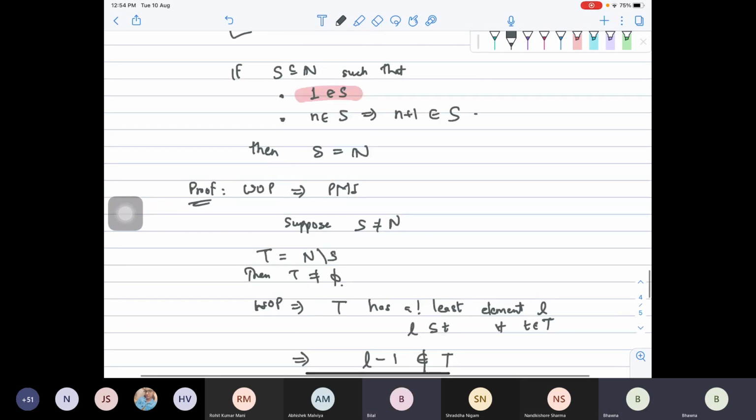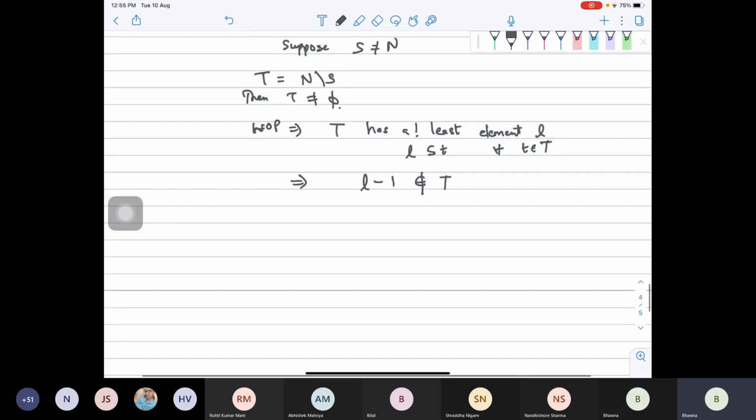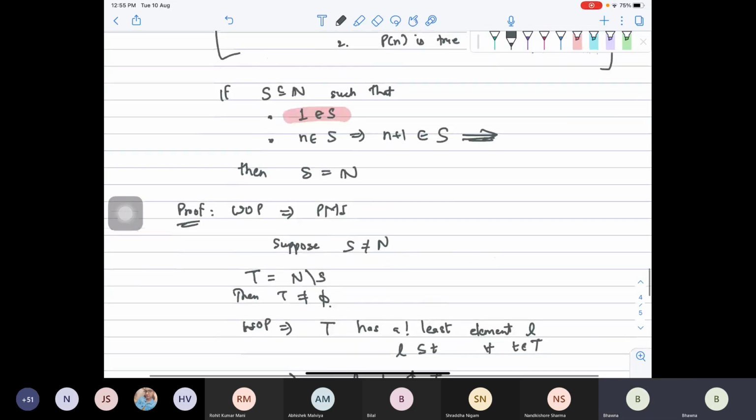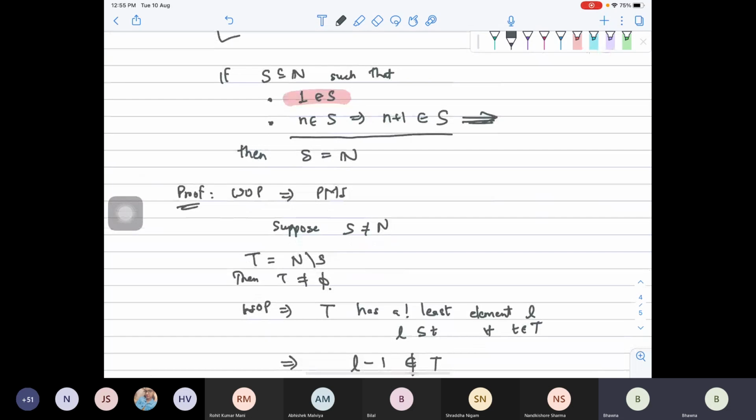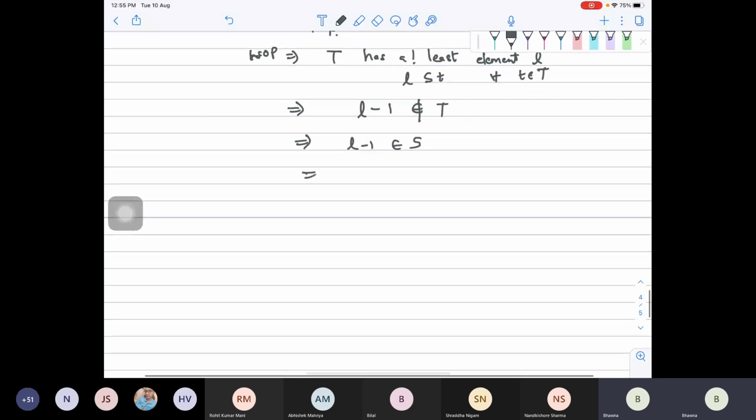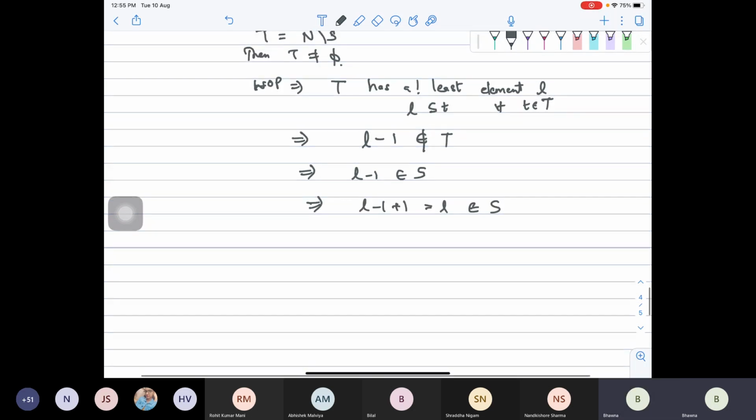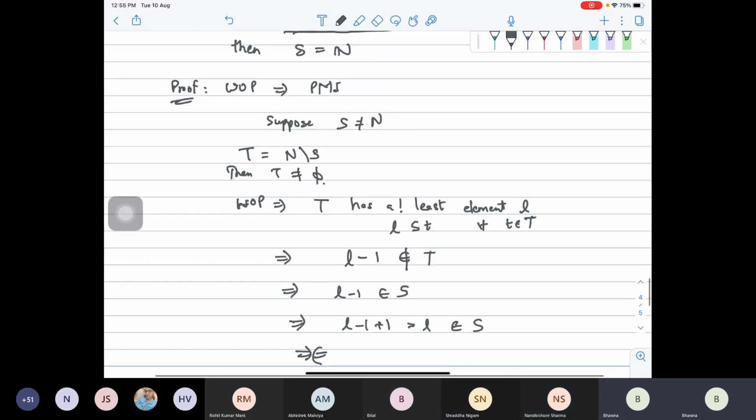But what does this statement say? If L minus 1 is not in T, this implies, by definition, it is in S. But condition number 2 says that if n is in S, n plus 1 is in S. This implies L minus 1 plus 1, which is nothing but L, is also in S. Does that make sense? L was an element in T, which was the complement of S. This happens to be a contradiction.